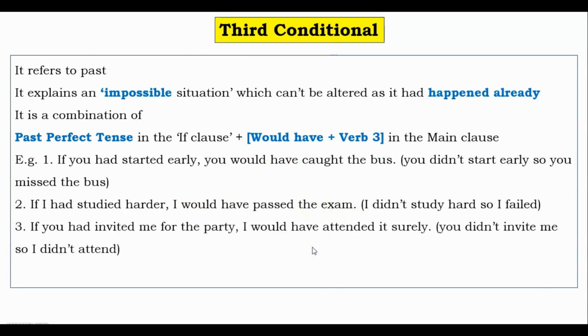And the third one, if you had invited me for the party, I would have attended it surely. But you did not invite me, so I did not attend. The party had happened already. Are you able to follow? We can't alter this situation. This situation has become impossible because it has already happened in a certain past time. Okay? If you had invited me, had invited, past perfect tense, would have plus attended, V3 in the main clause.